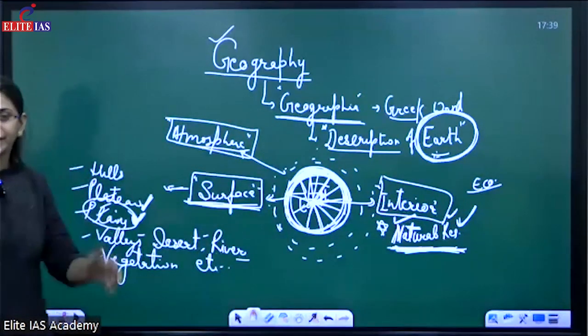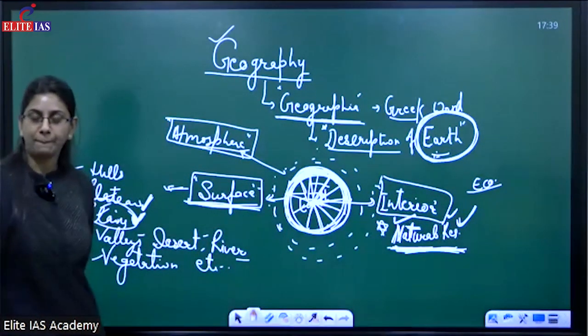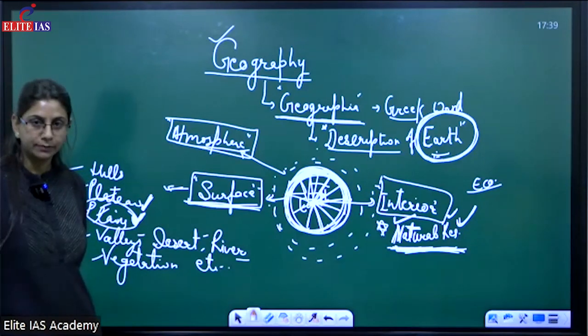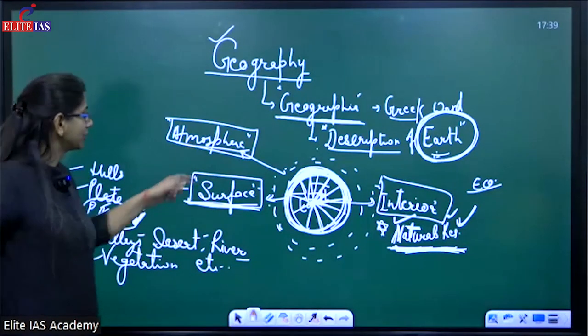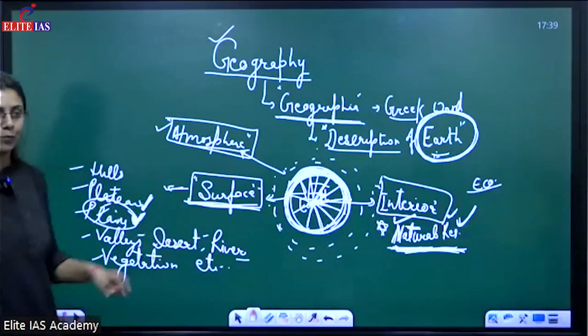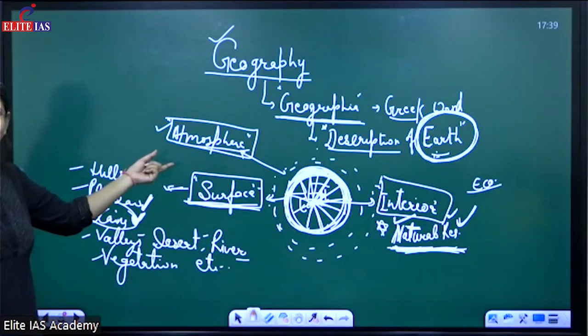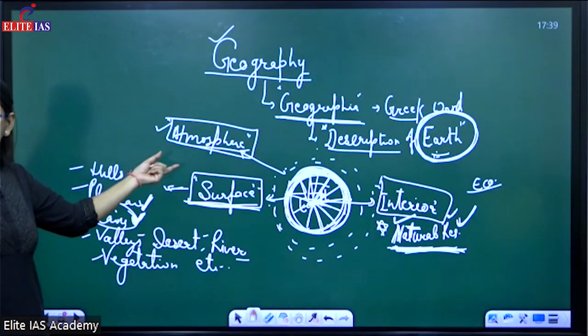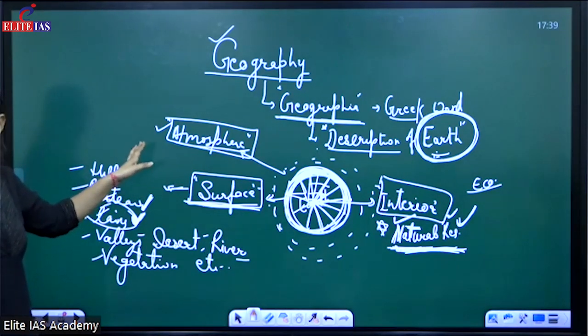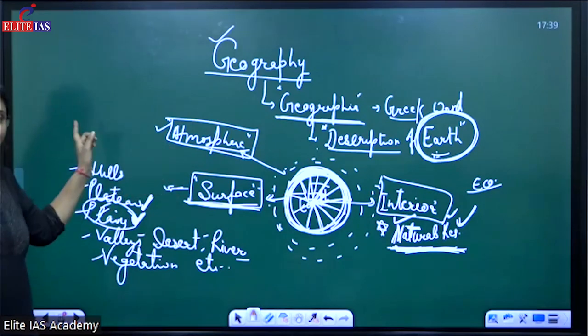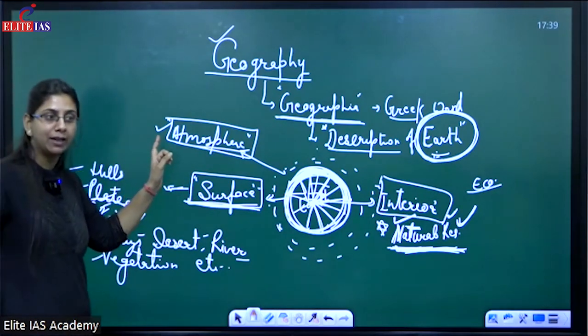Okay, कैसे relate करें बताओ? बोलो. Because geography includes atmosphere. And atmosphere is core part of environment. And environment affects ecology of any area. So geography is directly connected with environment and ecology.